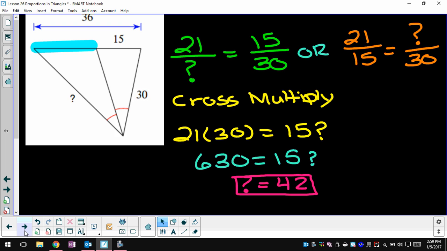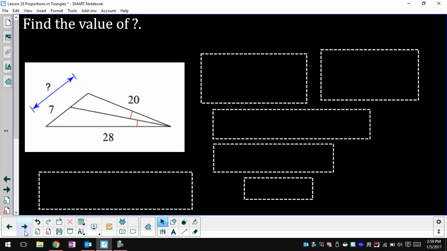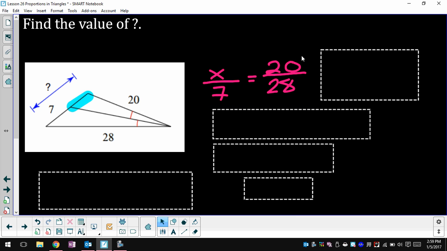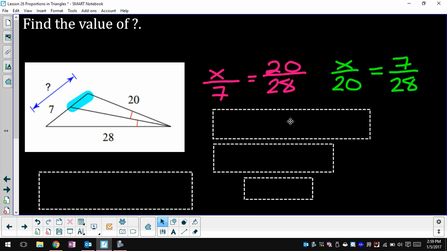So let's try another one. Here question mark is my whole side, so I got to do something a little bit unique. I'm going to take this piece and I'm going to call it X. So we're going to find X, and that's going to help us find question mark. So here's my two possible proportions. X over 7 equals 20 over 28, or X over 20 equals 7 over 28.